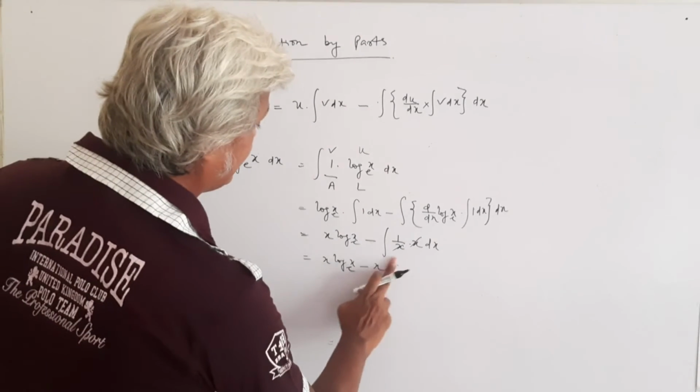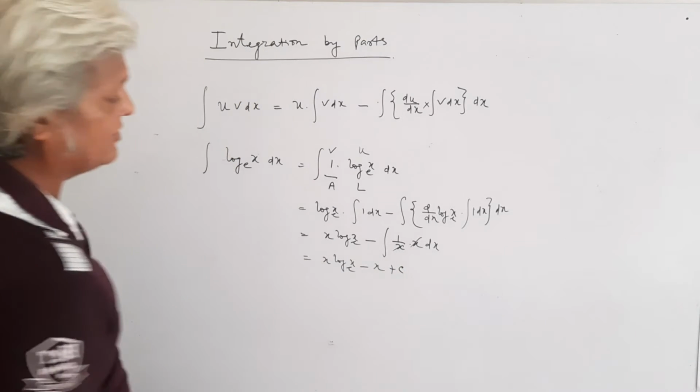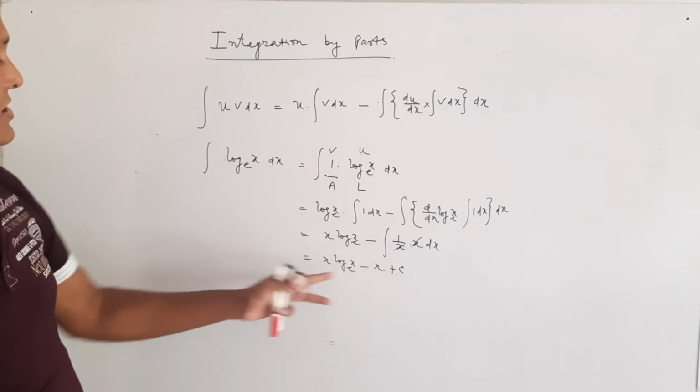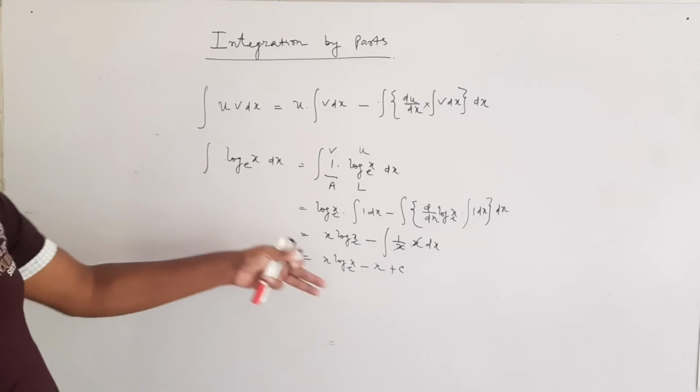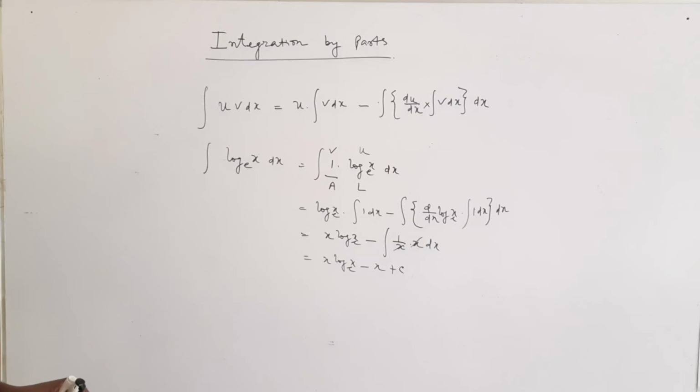So this is just x, and then here you introduce the idea of the constant of integration. So this is your answer. So the integration of this is just this. Now let me take one more form.